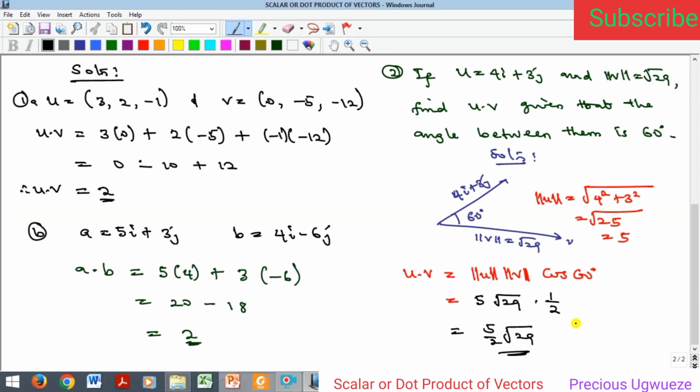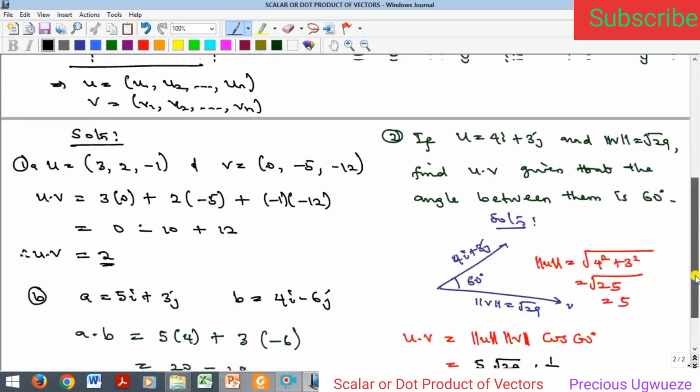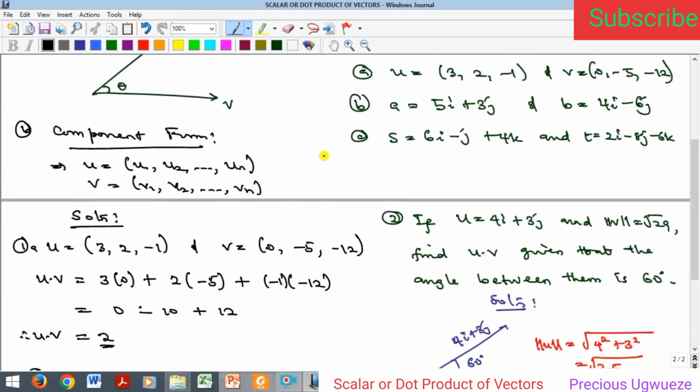It's either you are given in component form or geometrically. This is where we'll end it. So take time to do the other example that was left, and find the dot product of S and T.